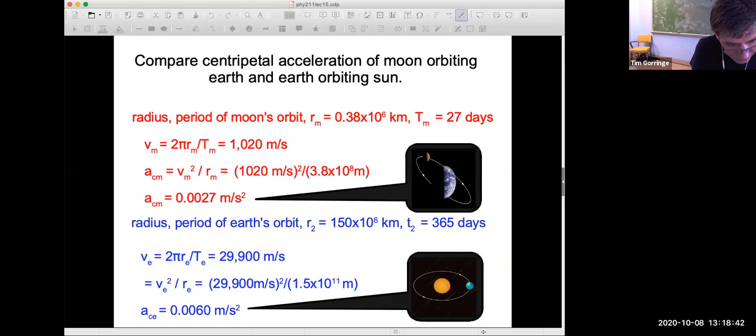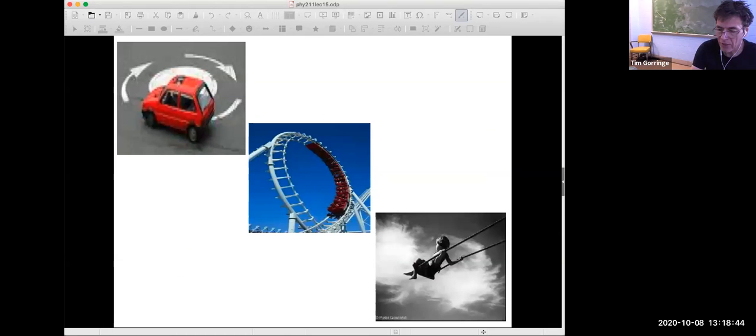Let's go on to the next slide. Okay, so in this slide, I've got just a few pictures of circular motion. This car going around a mini roundabout up here, this roller coaster going around a track here, this child on a swing, that's a fraction of a circle that child is moving in.